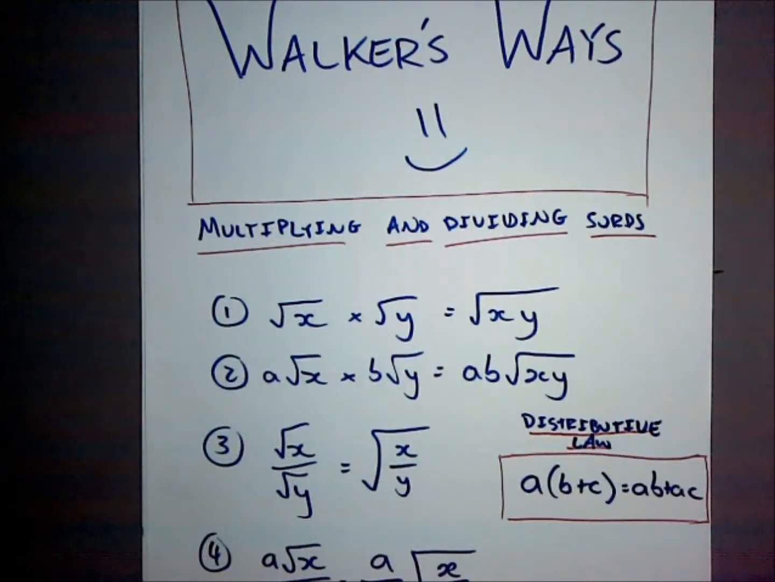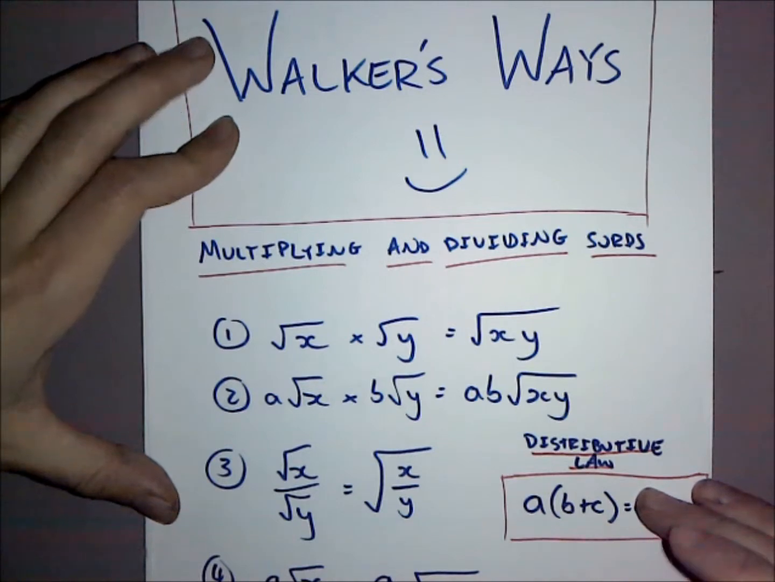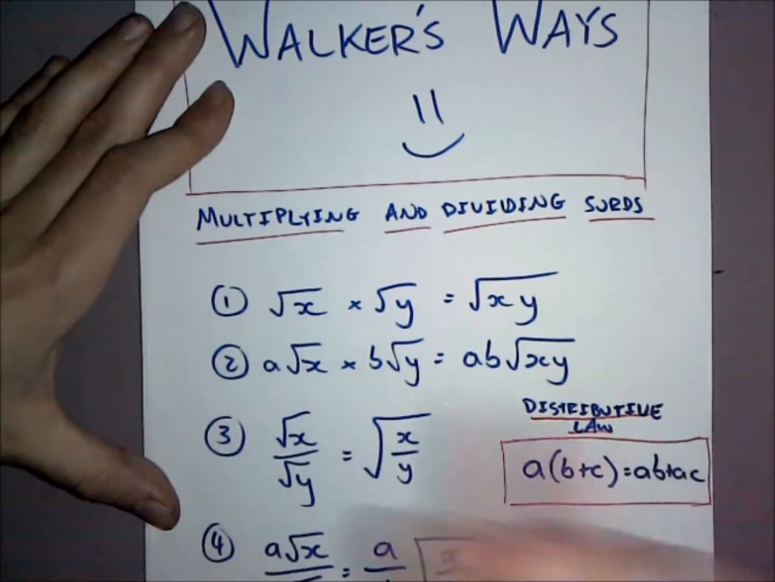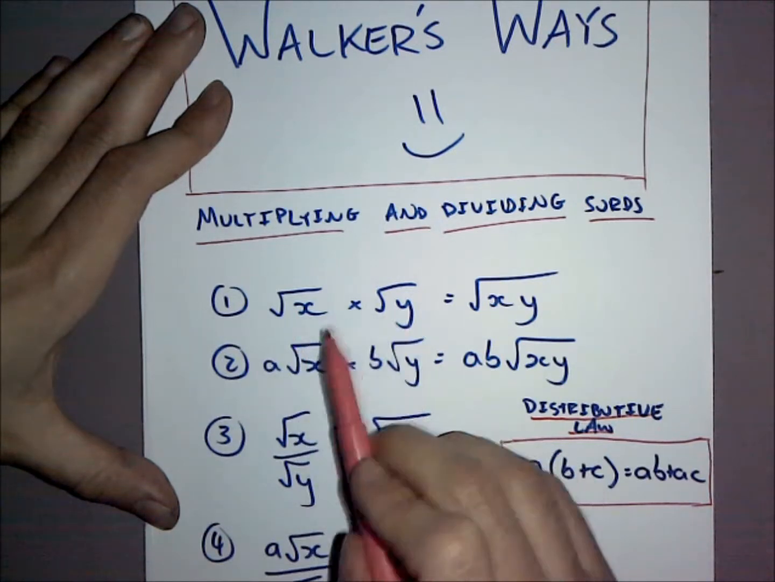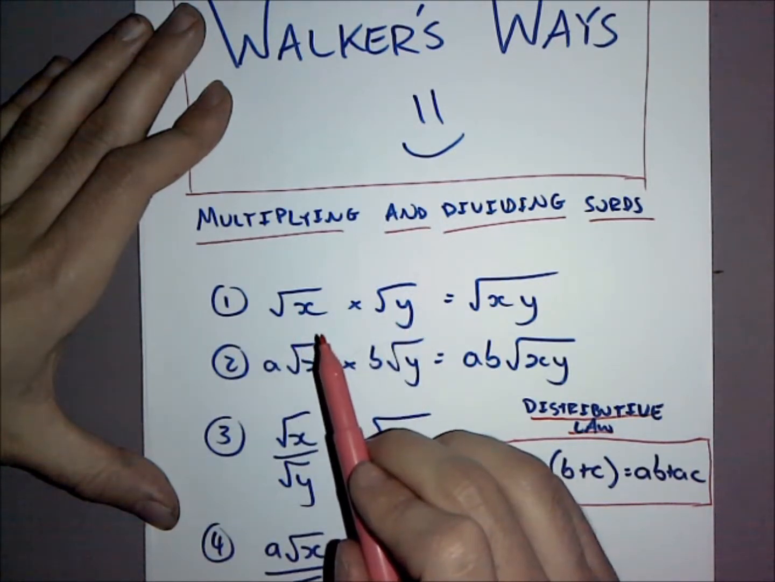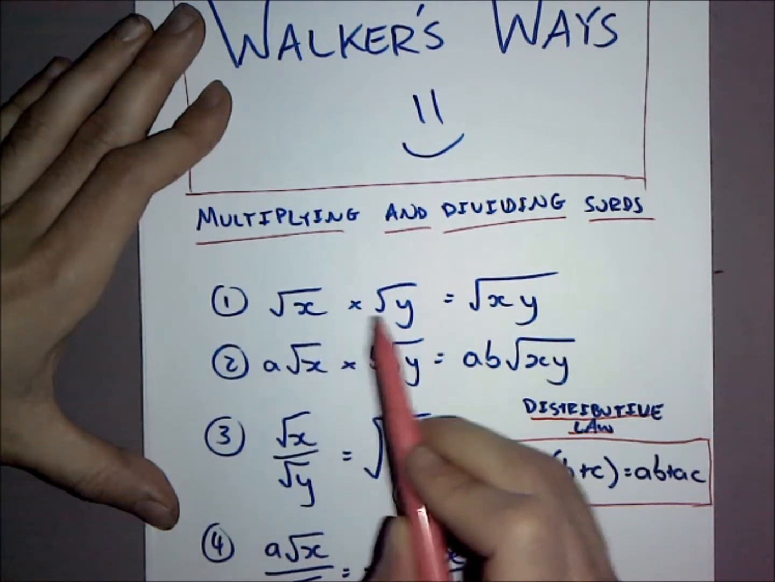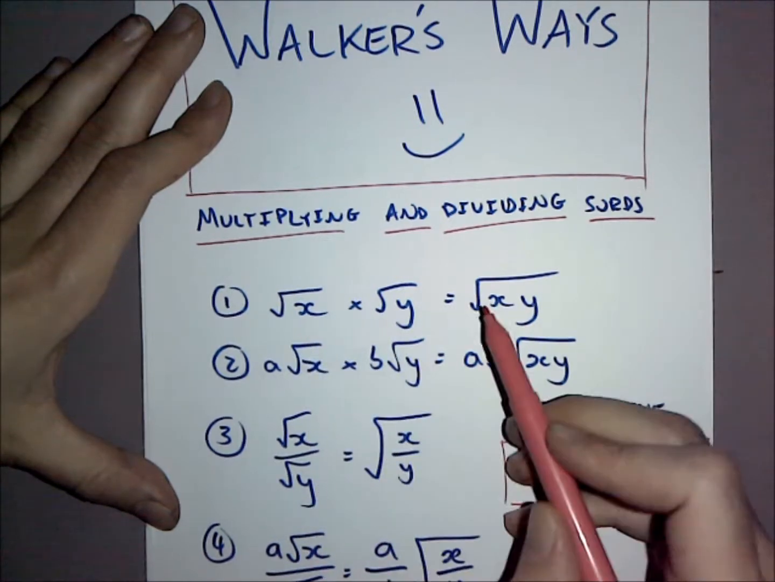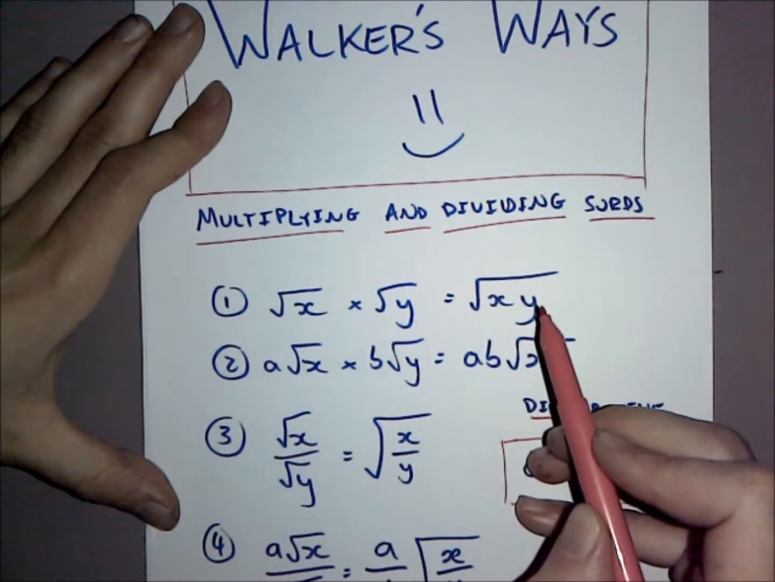Hey guys, in this video I'm just going to show you how to multiply and divide surds, and there's just a couple of rules that you need to become familiar with. The first one being, if I multiply two surds, and it doesn't matter if they're like surds or not, they can be completely different numbers, we can still multiply them. So if we have the square root of some number multiplied by the square root of a different number, it's the same as writing it as the square root of those two numbers multiplied together.